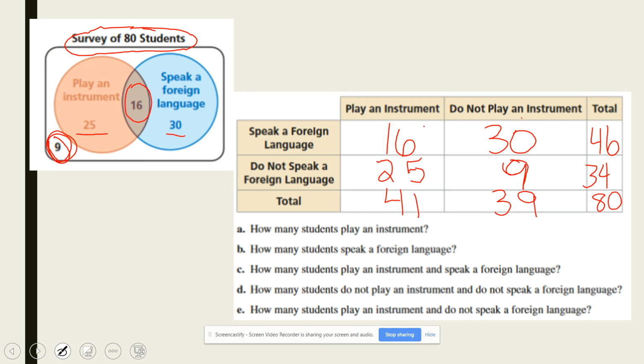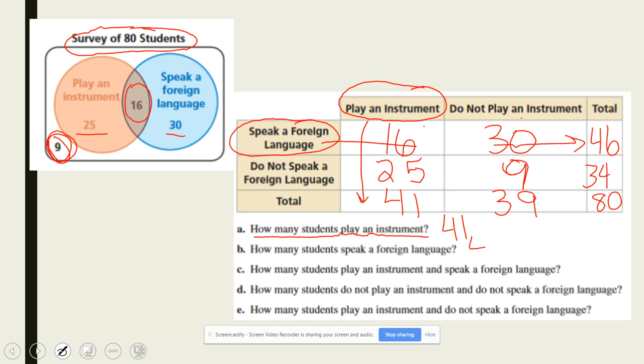So how many total students play an instrument? Here's play an instrument, and the total in this column is 41. How many students speak a foreign language? Here's speak a foreign language. There's the total, 46. How many students play an instrument and speak a foreign language? When we got that from our Venn diagram, that was 16.